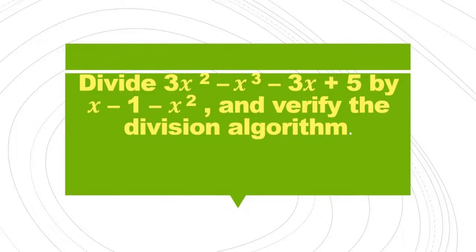So here we are going to take an example. See, this is p(x) and we are going to divide it by g(x). You can see in the question that the polynomial is not arranged properly. The powers are arranged haphazardly. You have to arrange them in decreasing order. It means minus x cubed will be first, then plus 3x squared, then minus 3x and then plus 5.